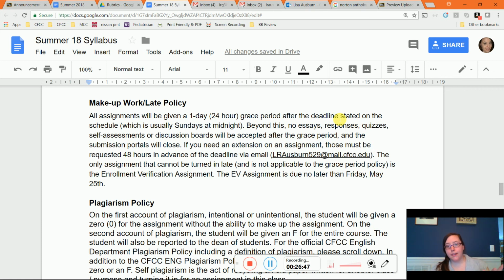So what does this mean? This means that if the quiz is due on Sunday, and you forget about it, and you take it on Monday, you can still turn it in. There's no points taken off. You don't have to do any extra work. Just turn it in on Monday, and you're good. You're basically extending that deadline out 1 day for Monday at midnight. But after that, the submission is going to close, and you can't turn it in.